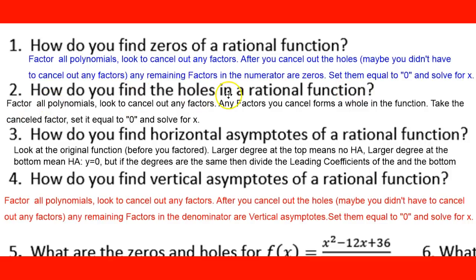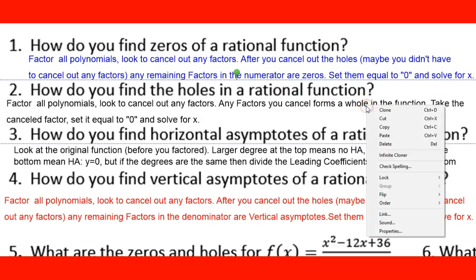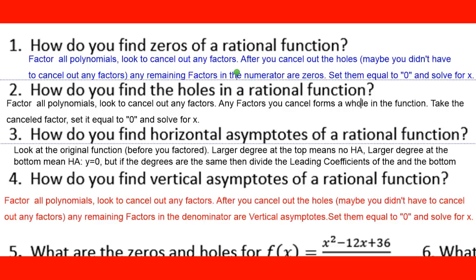How do you find the holes? You factor all the polynomials. Look to cancel out any factors. Any factors you cancel form a hole in the function. Take the canceled factor, set it equal to 0, and solve for x.